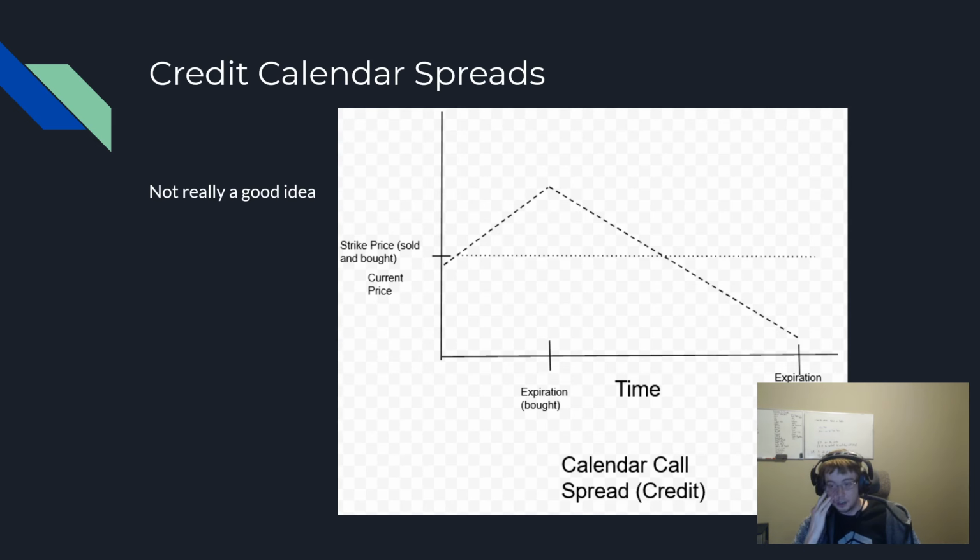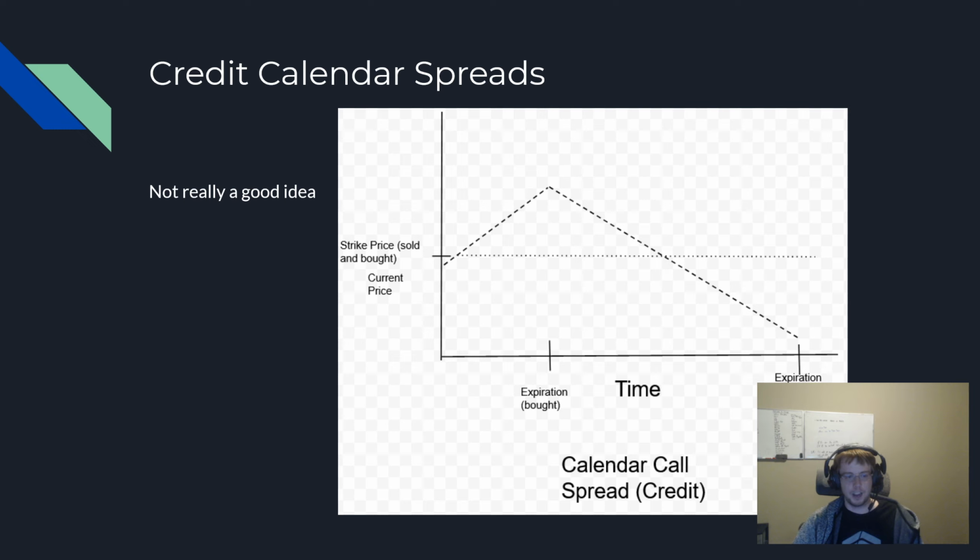The credit side looks a lot weirder. So I only did one example here. Calendar call credit spread. Whew. I bet you weren't quite ready for tongue twisters. I know I certainly wasn't when I started this video. So a calendar call credit spread is basically you're expecting high volatility in the short term and low volatility in the long term.